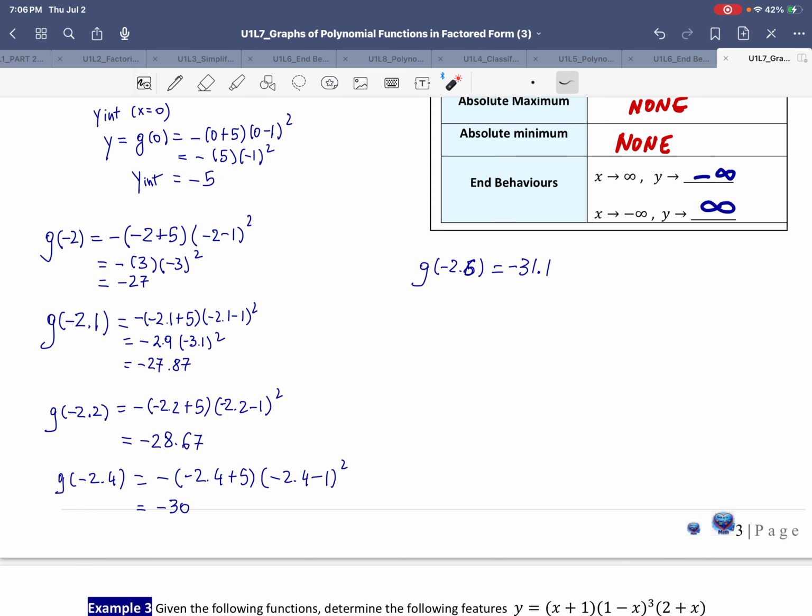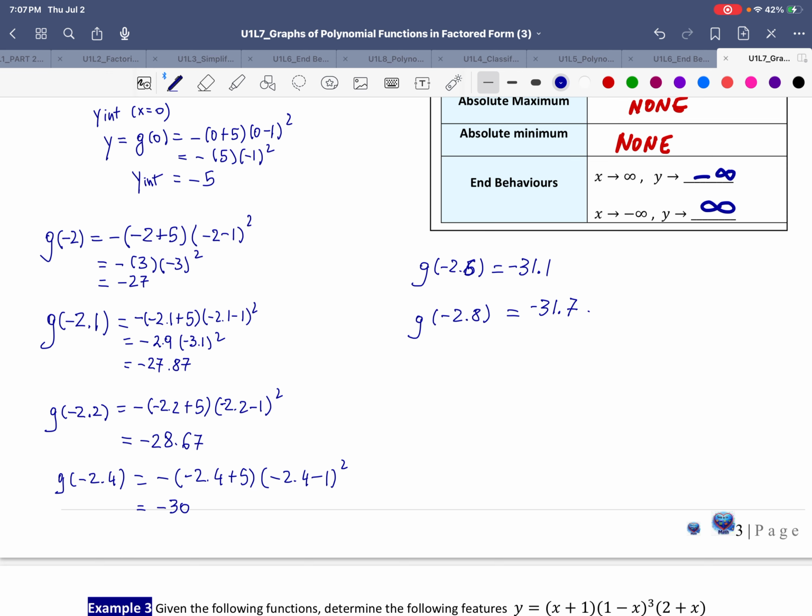start slowing down. So I'm thinking that maybe negative 2.8 will be my last jumping number here. So negative 2.8 plus 5 multiplied by negative 2.8 minus 1 to the power of 2 will give me negative 31.7. So negative 31.7 is a smaller number, so this is a lower minimum.